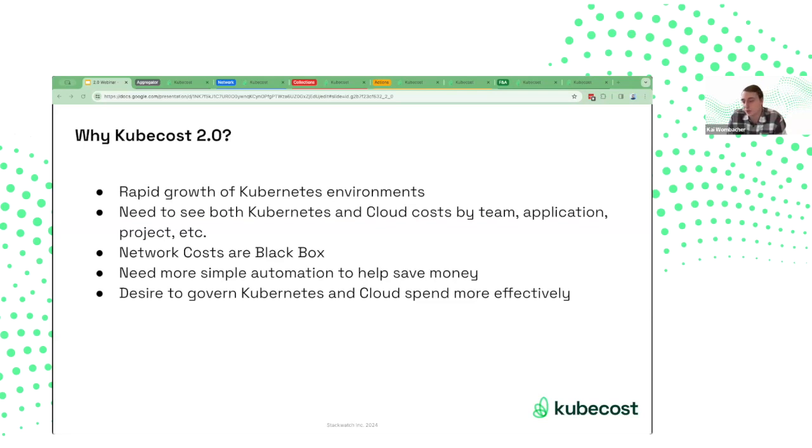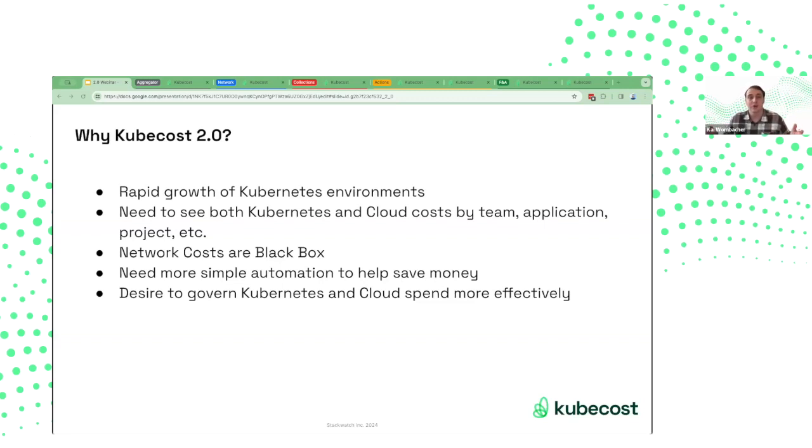A lot of teams also wanted some simple automation. If you're familiar with the Kubecost 1.0 versions, we had some savings insights to help you identify inefficiencies in your environments. And now we're going to be delivering simple automation to help you actually take advantage of those insights.